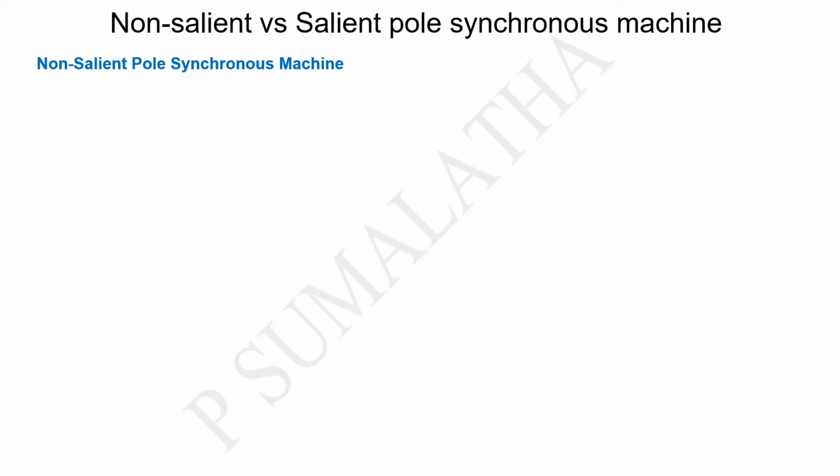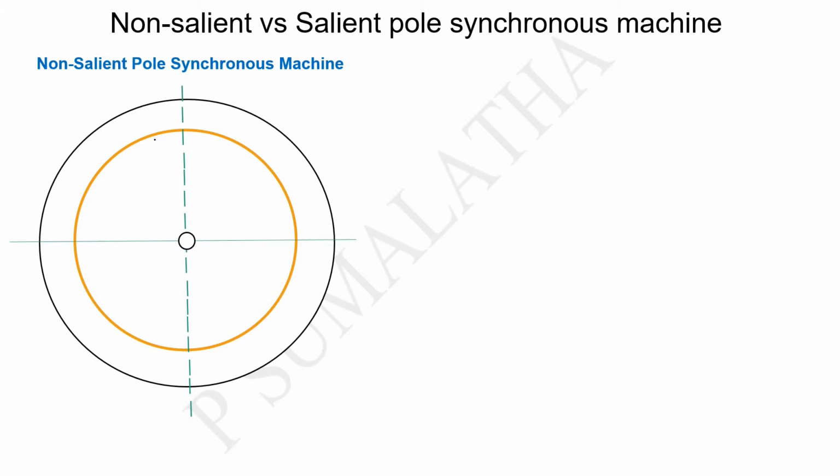Non-salient pole synchronous machine. The rotor construction looks like this. It is a cylindrical rotor, so the poles will be mounted on the rotor surface itself. This is the shaft, rotor, and this is the stator.